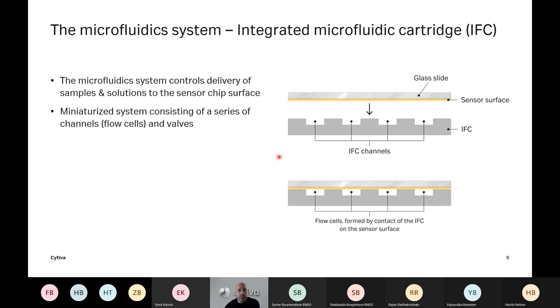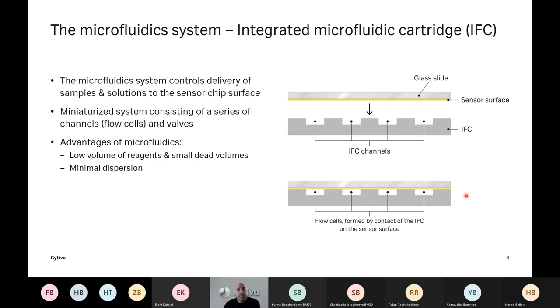So when the microfluidics comes into contact with the chip surface, it creates a series of channels on the surface, and it is in here where we are going to have our molecules and where the interaction will happen. So there are some advantages of microfluidics. Why are we using microfluidics? Because they require very low volumes of reagents, and they have very small dead volumes. There's minimal dispersion of the samples.